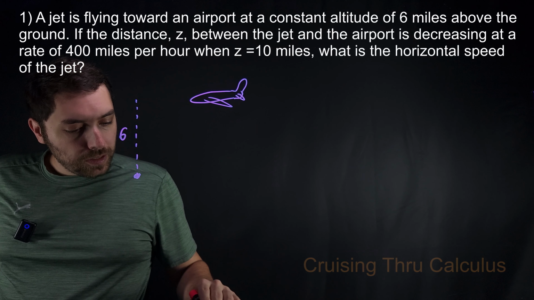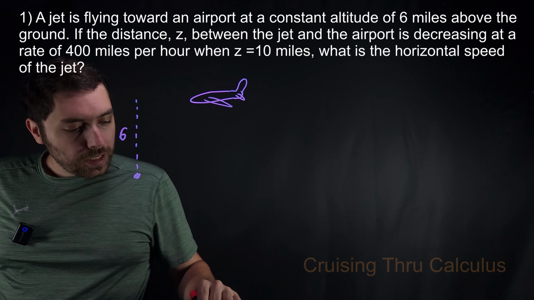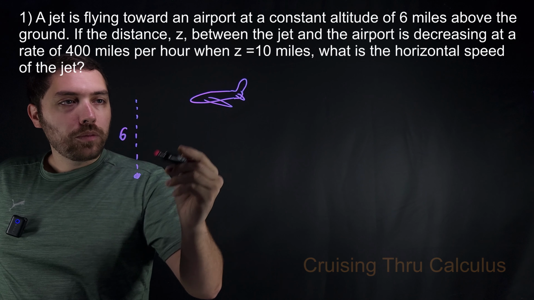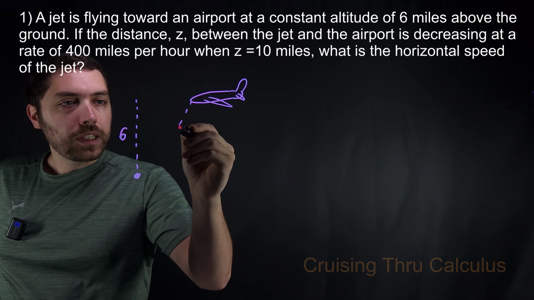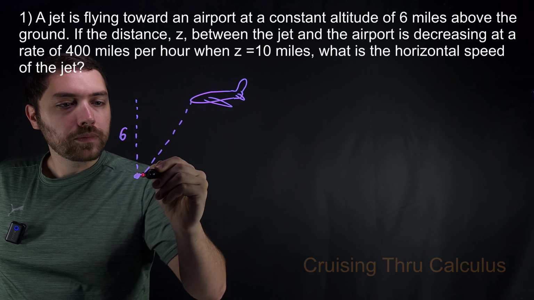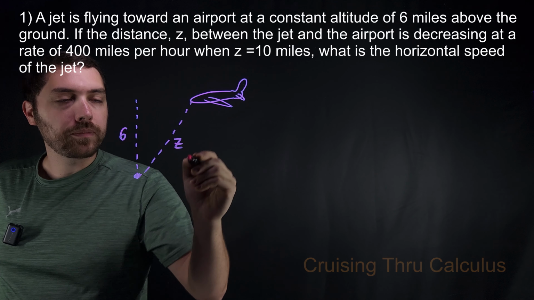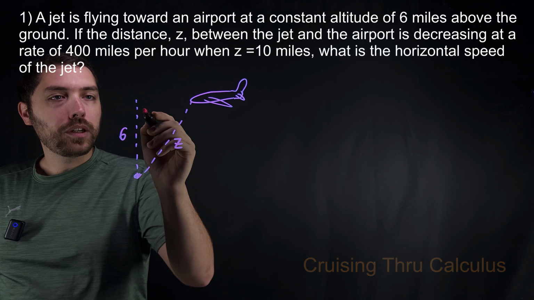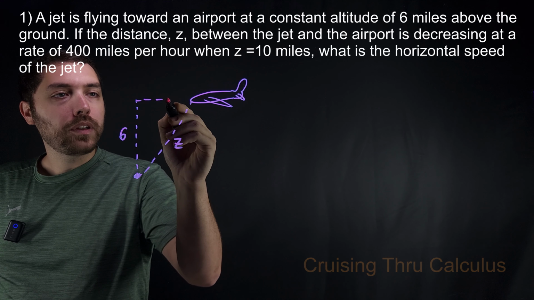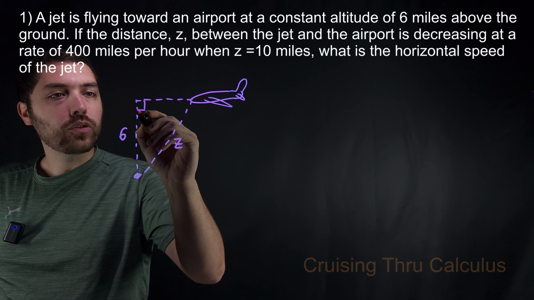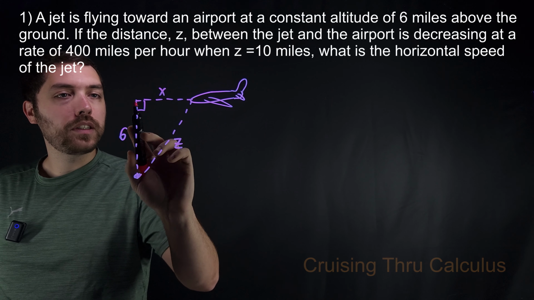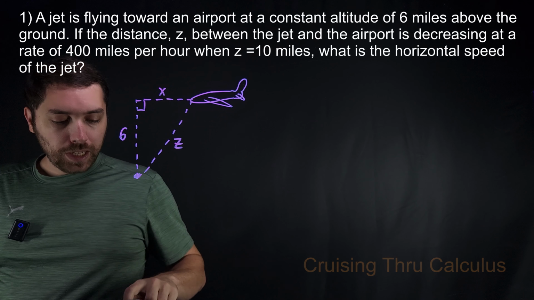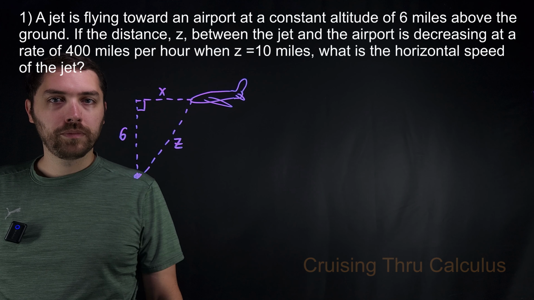And then they tell us that the distance between the jet and the airport is decreasing. So the distance between the jet and the airport is going to be this line right here. And they're calling that z. And then finally, they want us to find the horizontal speed of the airplane. Well, why don't we connect this here to create a little triangle, and let's call this distance here x. With our drawing now in place, we can actually answer the rest of this question.